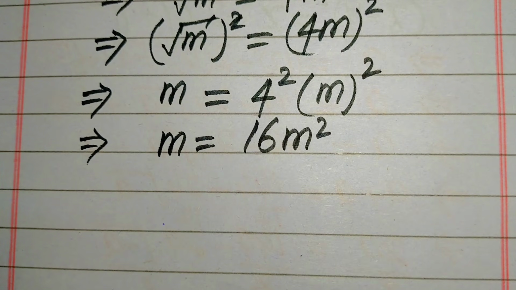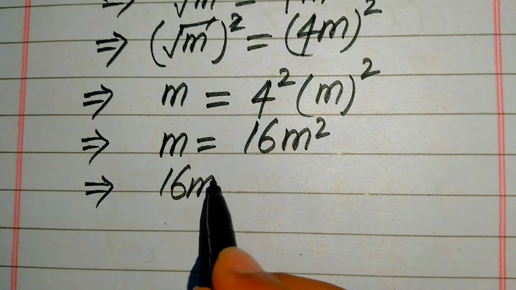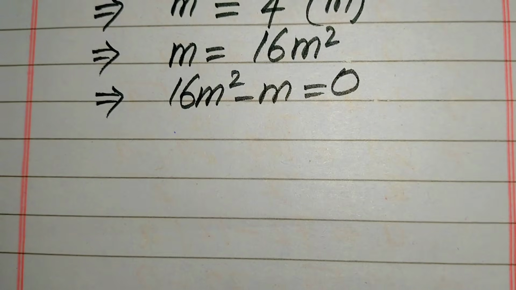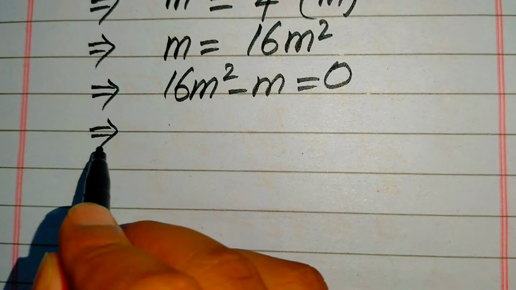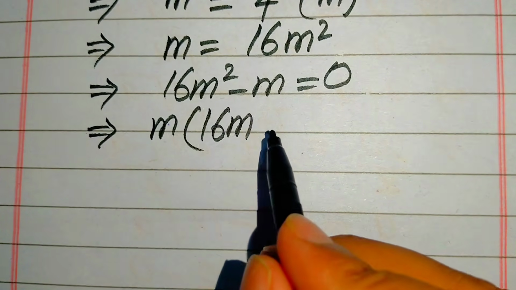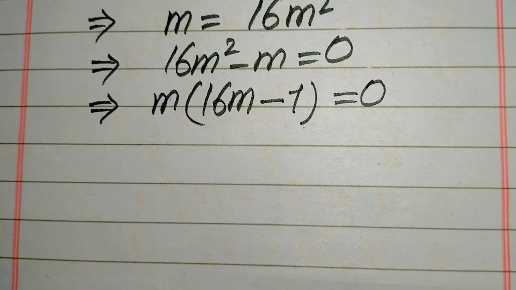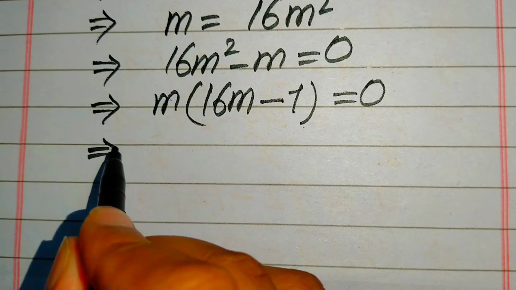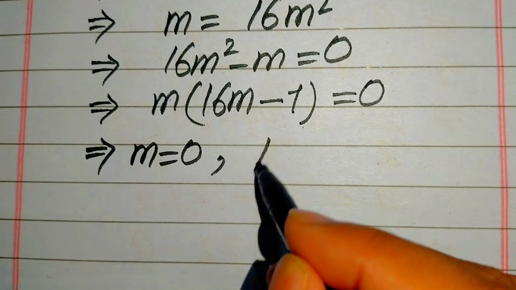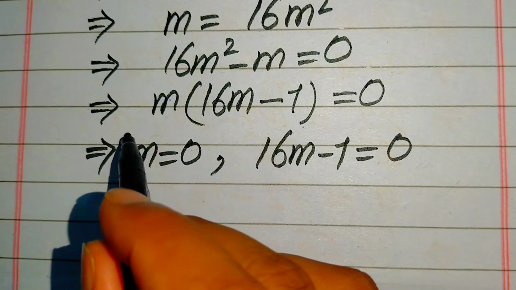Now in the next step, we move the term m from the left-hand side to the right-hand side, and it is written as 16 times m squared minus m, and this whole equation equals 0. Further in the next step, you see both of these two terms involve m, so we take m common, and the remaining terms are 16m minus 1, and this whole equation equals 0. Further, we divide this equation into two cases. The first case is m equals 0, and the second case is 16m minus 1 equals 0.